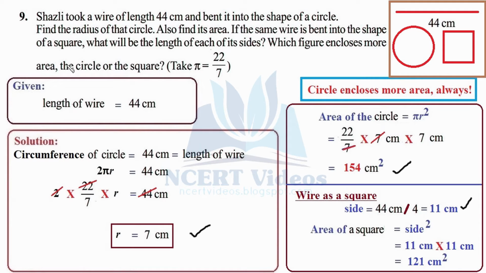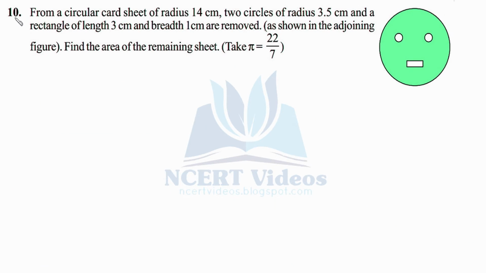Now we were asked to find which figure encloses more area. So we have to find the area as well. So area is side square, length into breadth. Both are the same. So 11 into 11, 121 centimeter square. Now, as we have also stated earlier, a circle will always have greater area considering the same perimeter. So you can compare here. There's a high difference. 154 is greater than 121. That proves that the circle encloses more area. That's your 9th question.